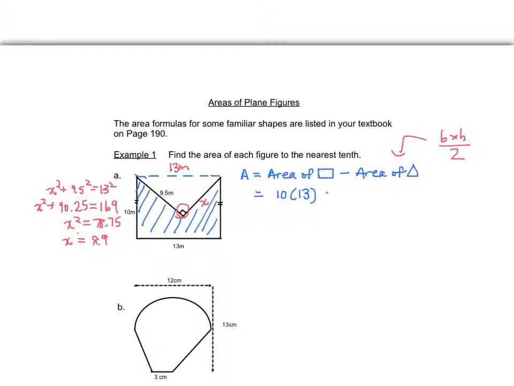Now if we go back to our formula here, we can figure out the area of this triangle as 8.9 times 9.5 divided by 2. Okay, 10 times 13 is 130. And with your calculator, if you multiply 8.9 times 9.5 divided by 2, I believe you will get 42.275. And therefore, the area of this figure is approximately 87.7 meters squared.